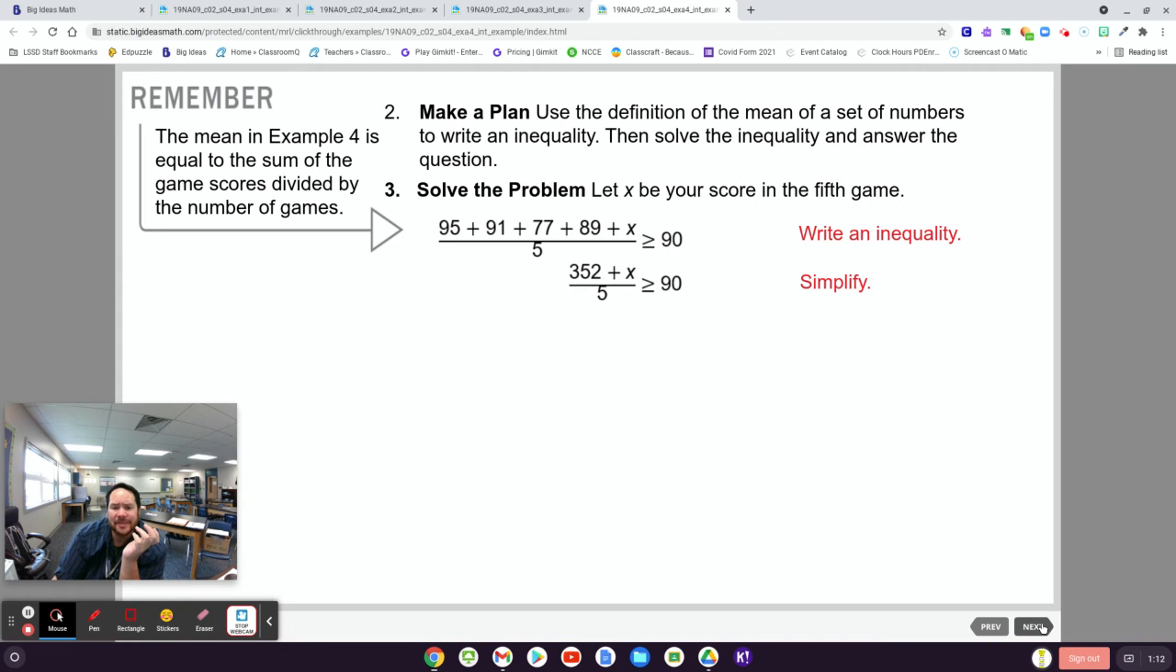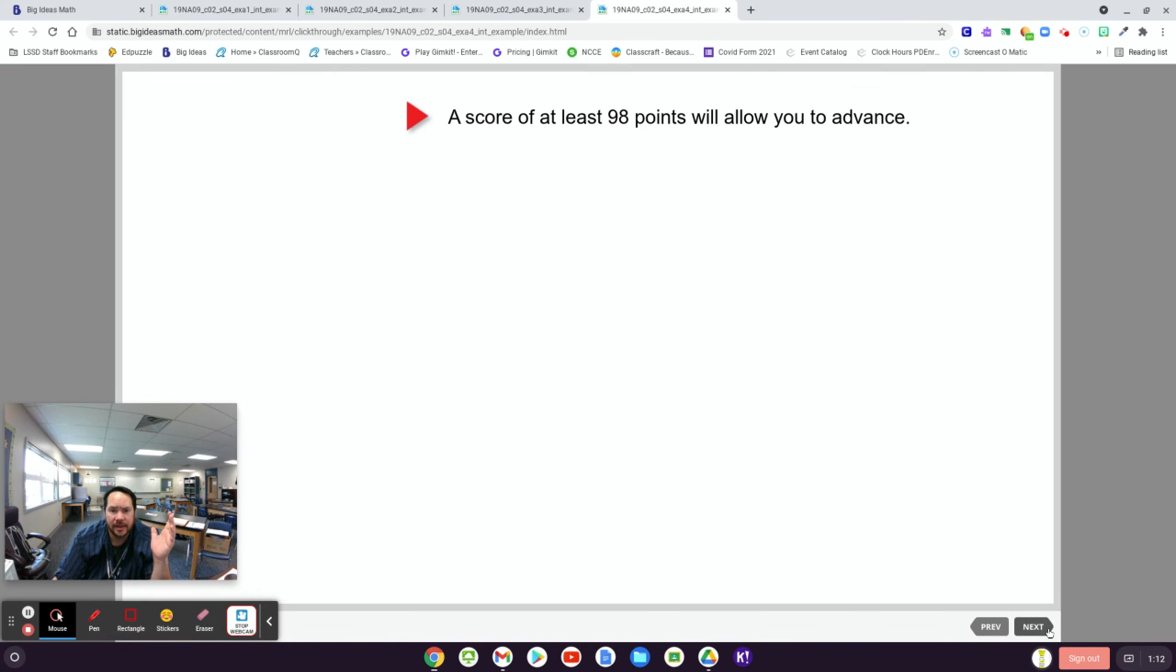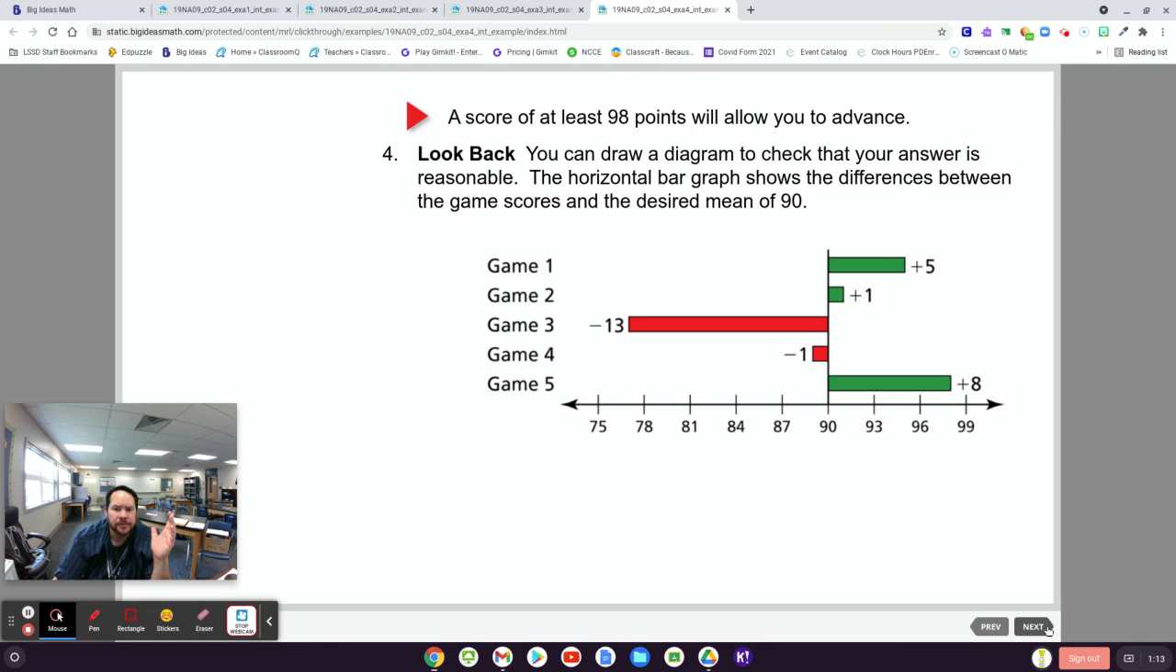Yeah, multiply each side by 5. Okay, actually add those together first. And then you're going to multiply each side by 5. So you get 352, which is the total of the 4, plus the score that you don't have yet has to be greater than or equal to 450. So when you solve it, you will get 98 is the minimum score. So if you get 98, 99, or 100, there you go. You have reached the 90 points that you need on average.